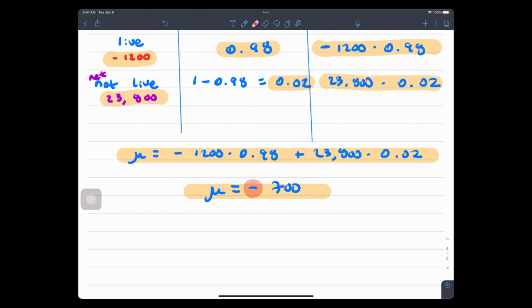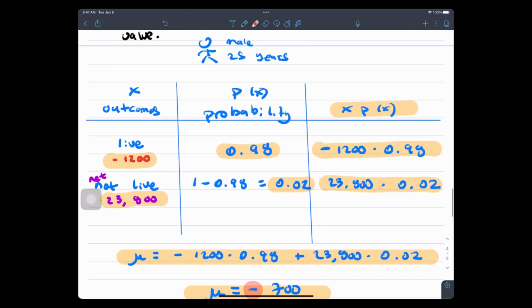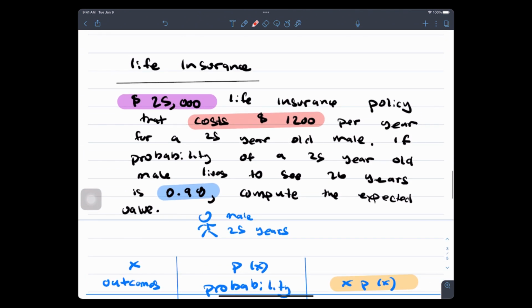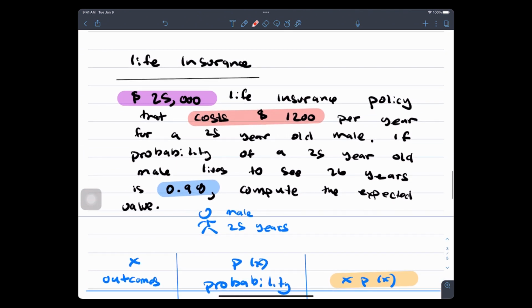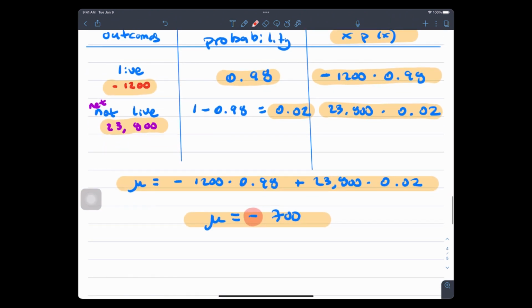But more people what? More people live than not live. What's the chance of living? About 98%. What's the chance of not living? 2%. So the point is, life insurance is not really what you think. It really exists to make the insurance companies what? Money. That policy makes them $700 per person.